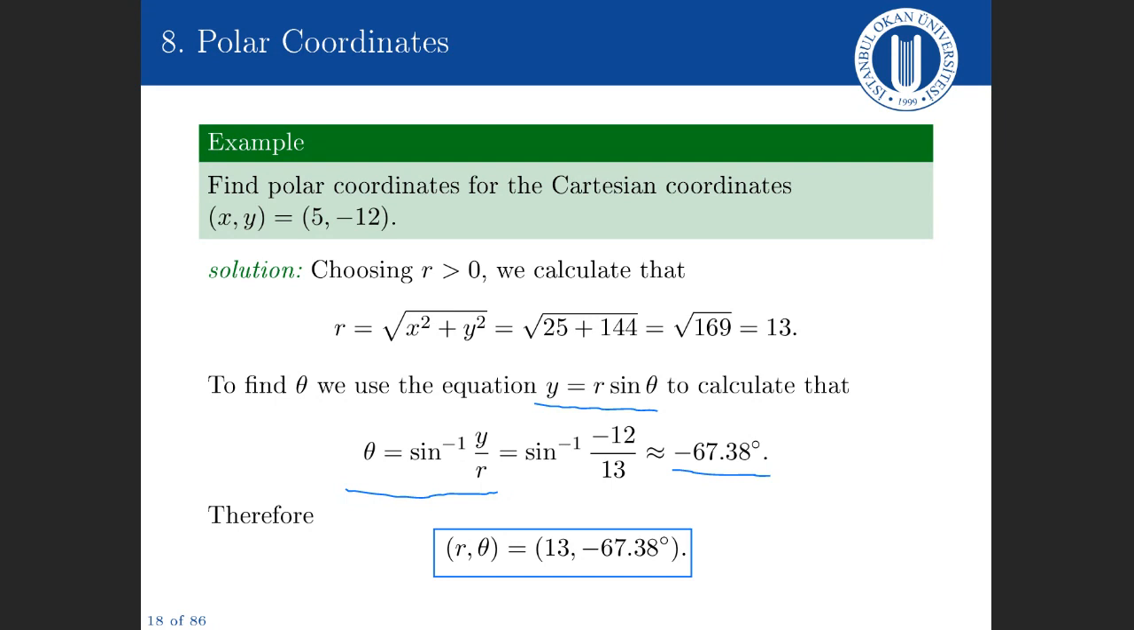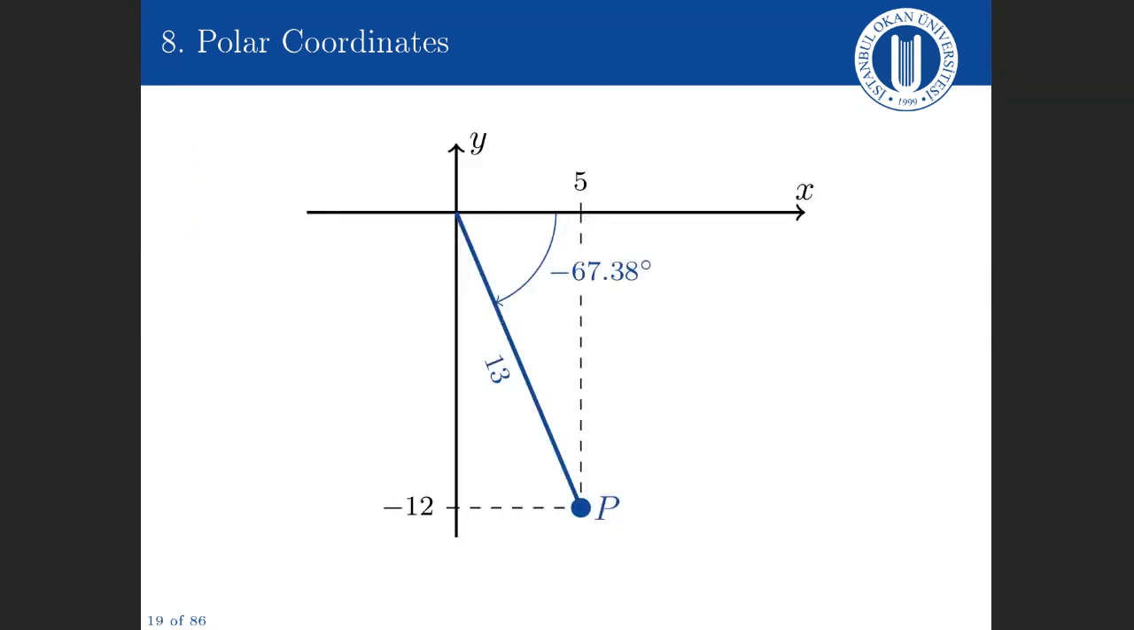It's easy to make a mistake here when we're calculating angles. It helps if we draw a picture just to see if our answer looks roughly right. Here's a picture of the point with Cartesian coordinates 5, minus 12. Does this angle look about right? Does this look like minus 67? Yes, this looks roughly like minus 67. So it looks like we haven't made a mistake in the previous calculation.